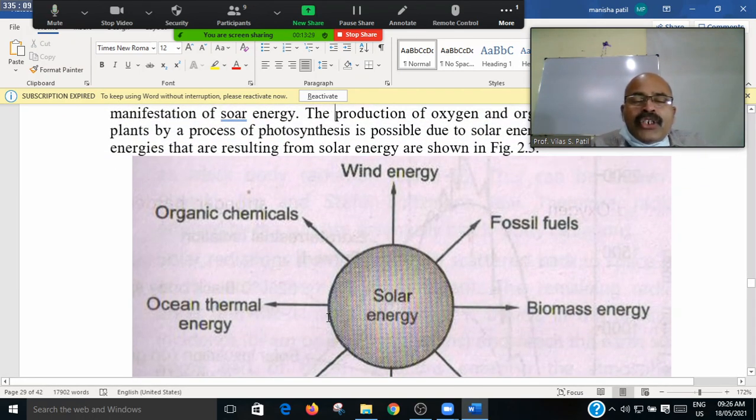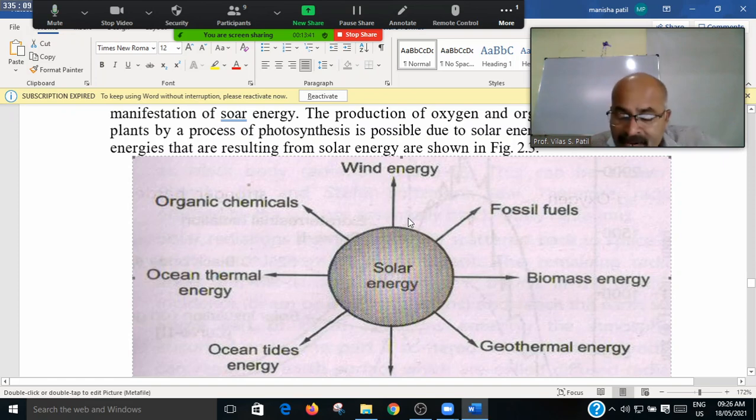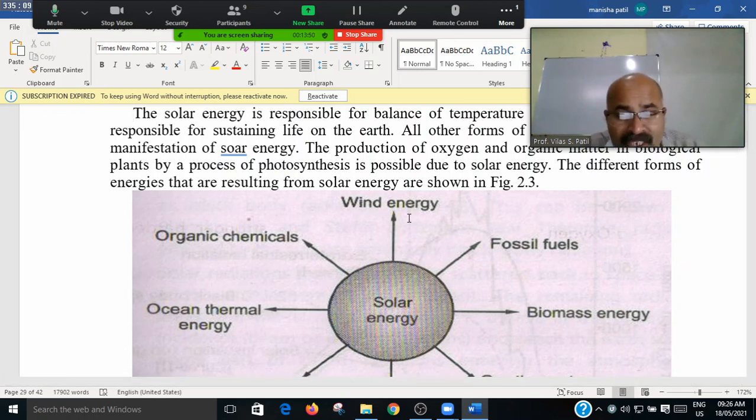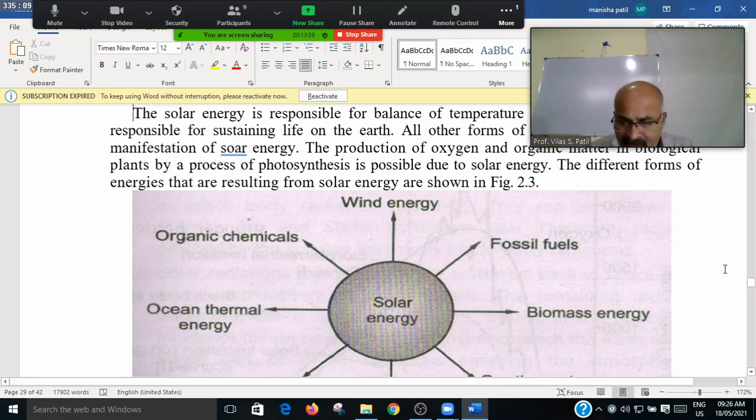The different forms of energy are to be shown here, and those forms of energy we have to study. Just I will explain, that is the intermediate routes, and those routes are to be produced by the process of heating and the process of radiation that came from the solar energy.